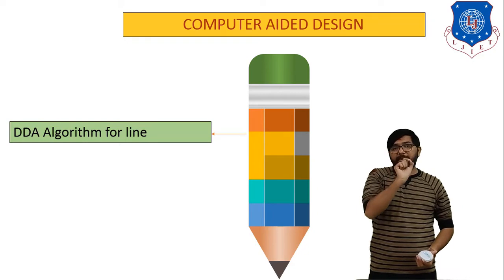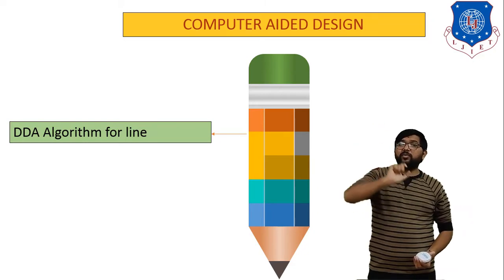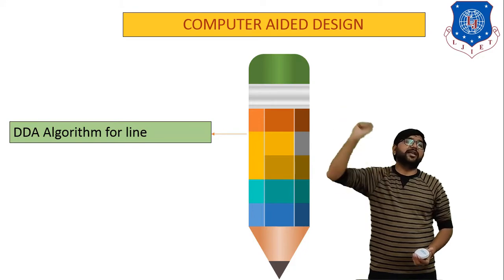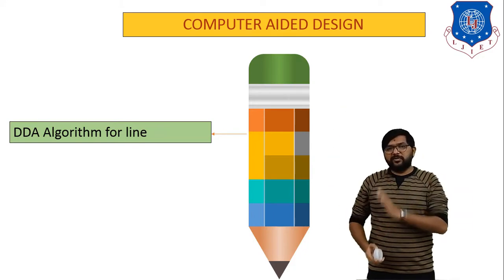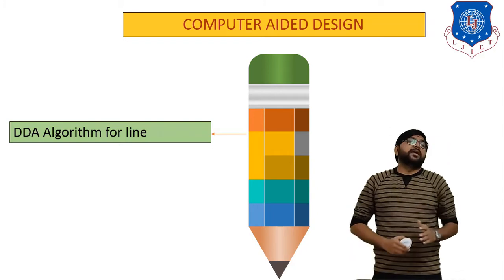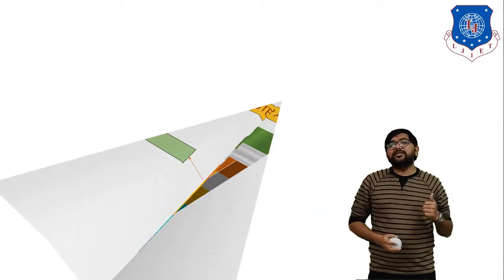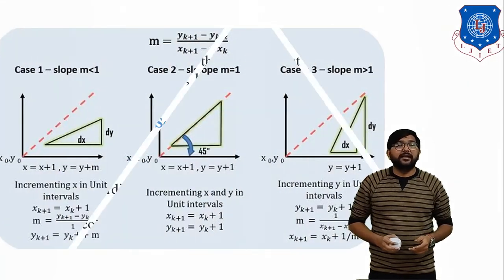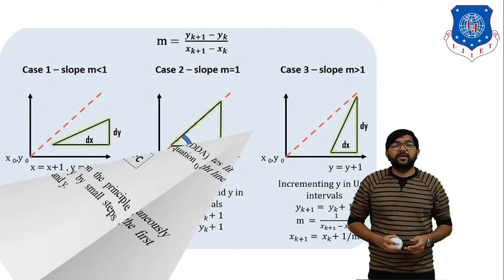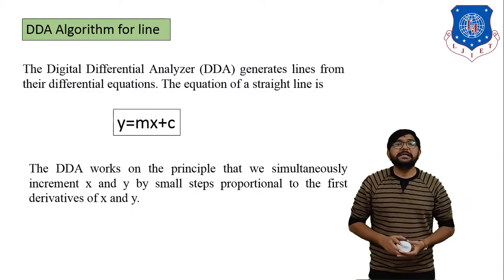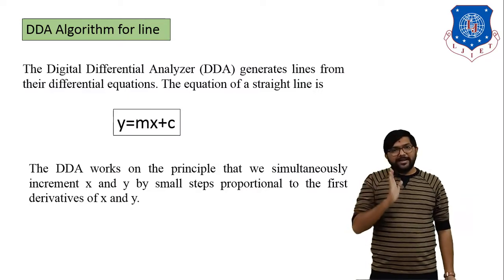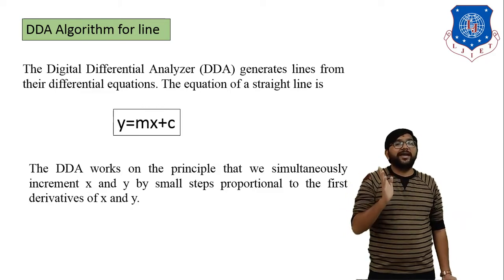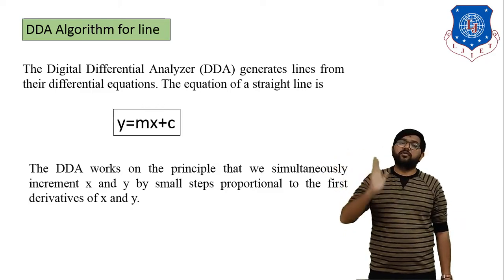Clear? From the first pixel we have to reach the last pixel, so there are small increments along the line, and we can reach the first point to the last point. So this is the algorithm. As you all know, what is the equation of the line? That is y is equal to mx plus c. Clear? Where y indicates the y-axis, x indicates the x-axis, m indicates the slope of the line, and c indicates the value of the constant.